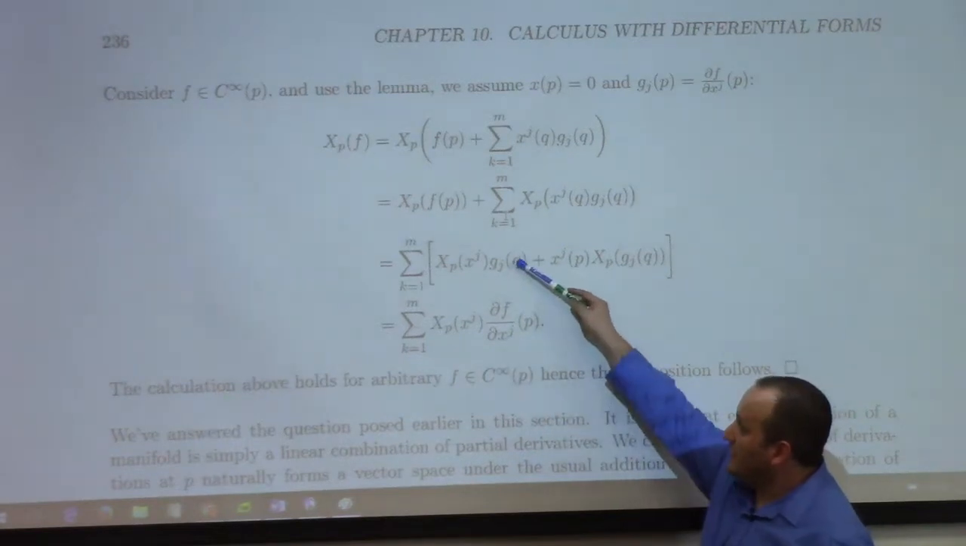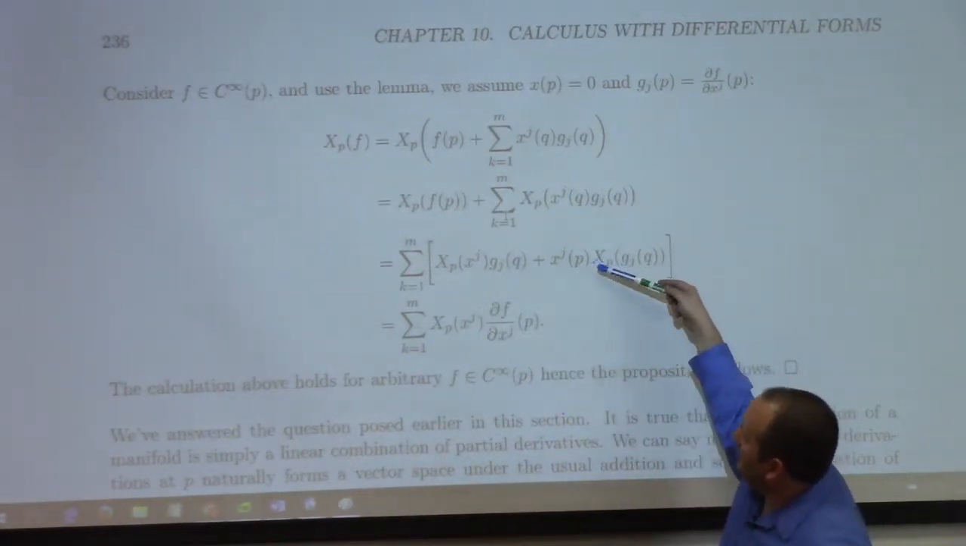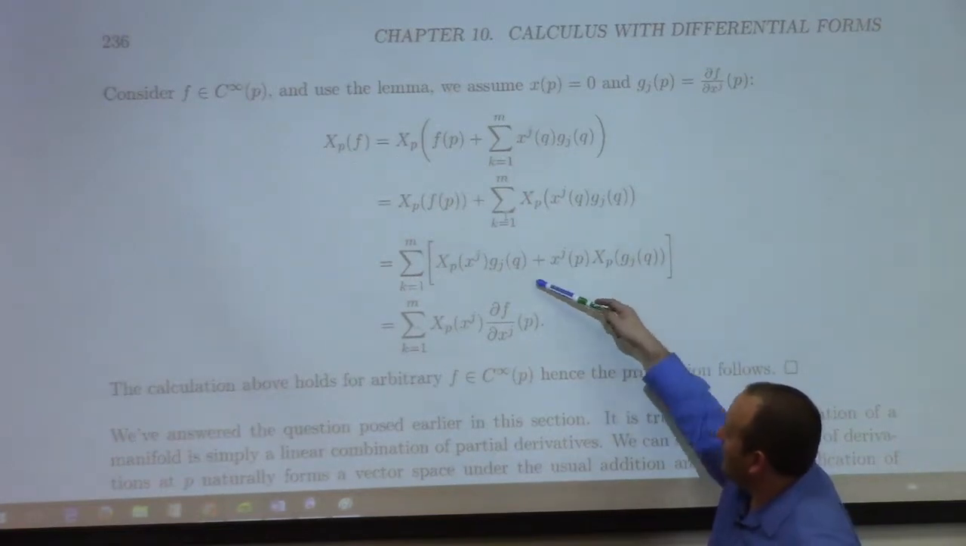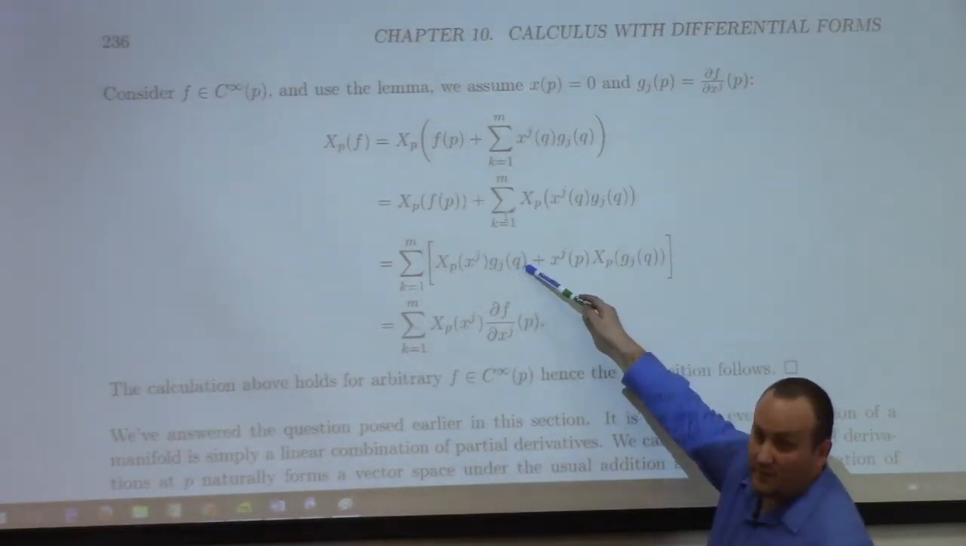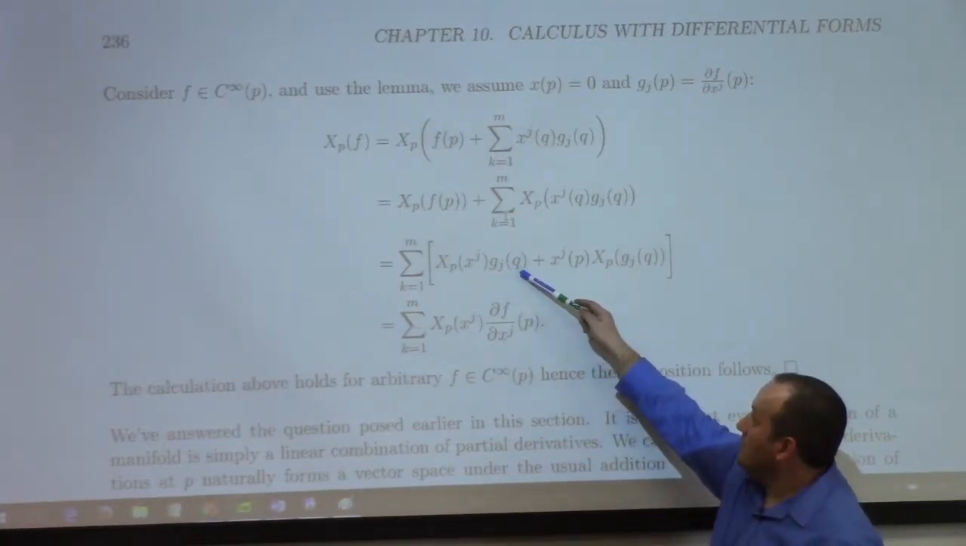And then when we plug in p, this is supposed to all be evaluated at p. That somehow got lost. Right here. That's supposed to be p. Is that what your question is? Somebody had a question. Oh, somehow the xj of q turned into xj of p.